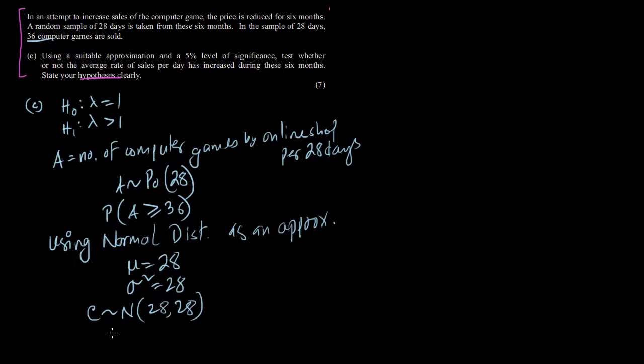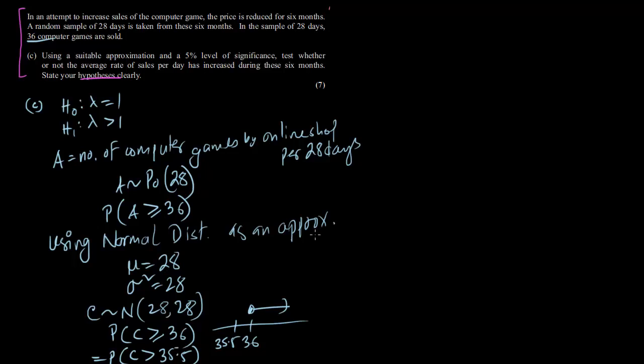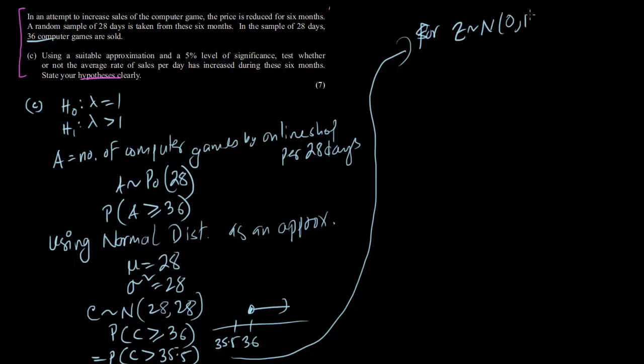Now we have to do continuity correction. Since it is already equal to, we can do continuity correction like this. It would be 35.5. So we can write probability of C is greater than 35.5. We don't have to write the equal to sign anymore because it's continuous. So the next step, for standard normal distribution 0, 1.